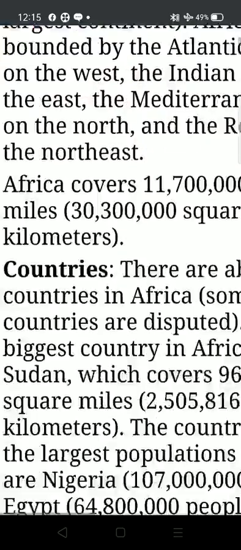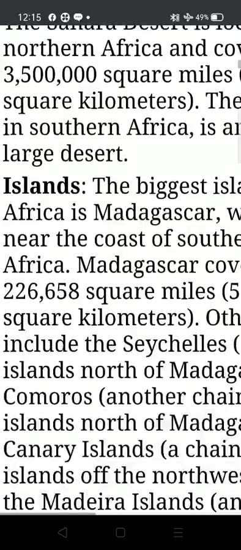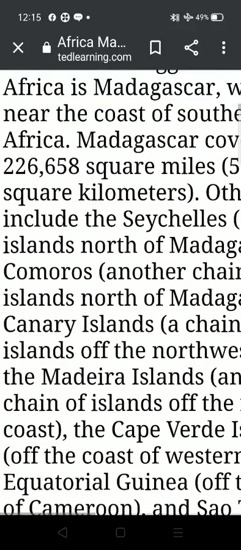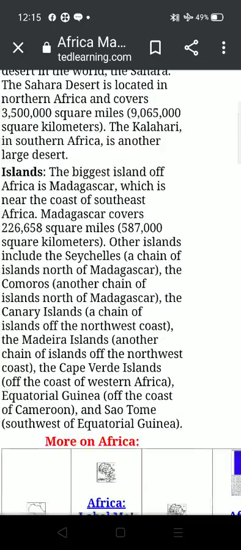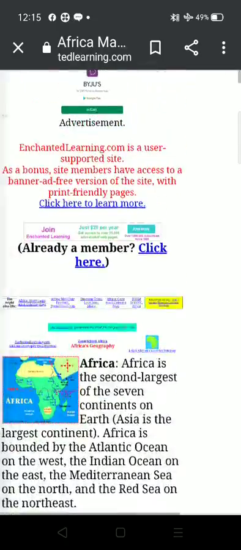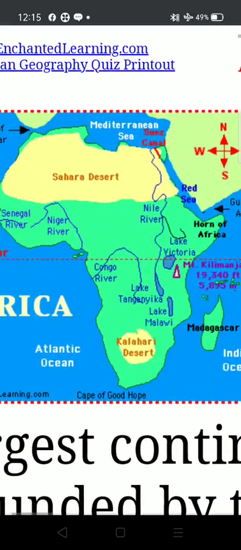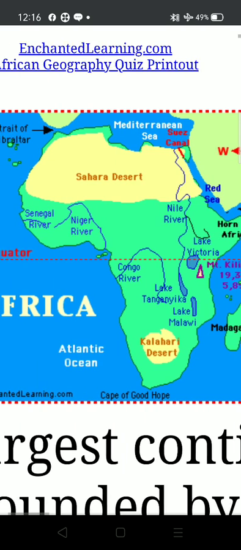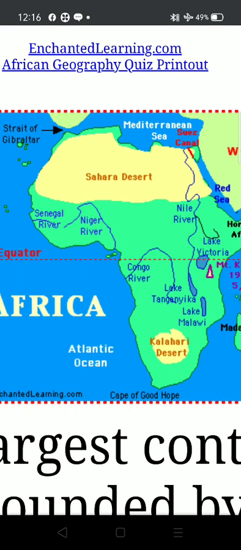Okay, then this plateau region, when you see this map, you can understand. This part is called the plateau region. There are several mountains on this plateau. The highest peak of Africa is Mount Kilimanjaro in Tanzania, as I told you.